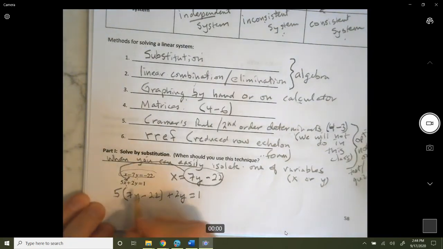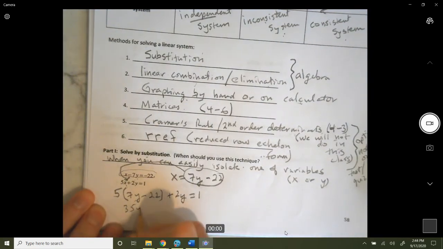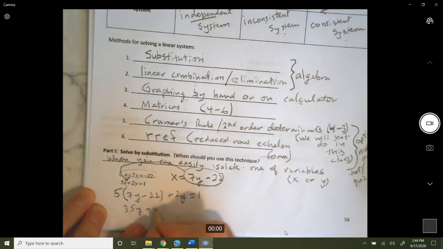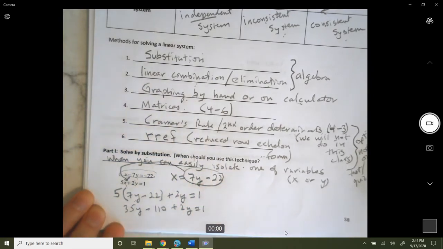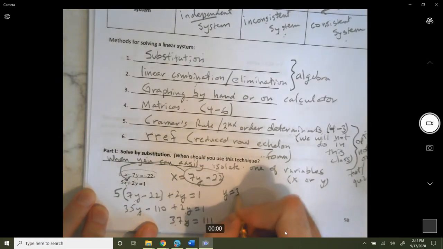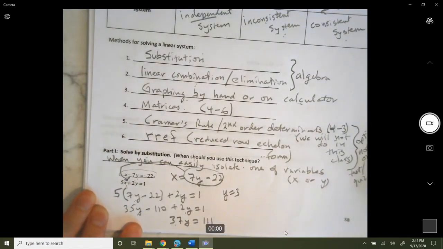Okay, so 5 times 7y is 35y minus 5 times 22 is 110 plus 2y equals 1. So adding these together, you get 37y equals, add 110 to the other side, 111. Well, 111 happens to be 37 times 3. If you divide both sides by 37, you'll get y equal to 3. Okay, you're not done. You have to solve for x and y. And even when you do that, you're not done. You must give your answer as an ordered pair.